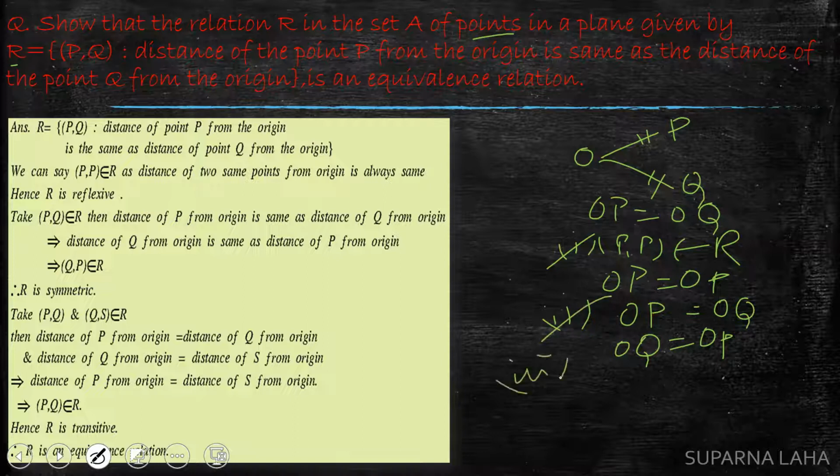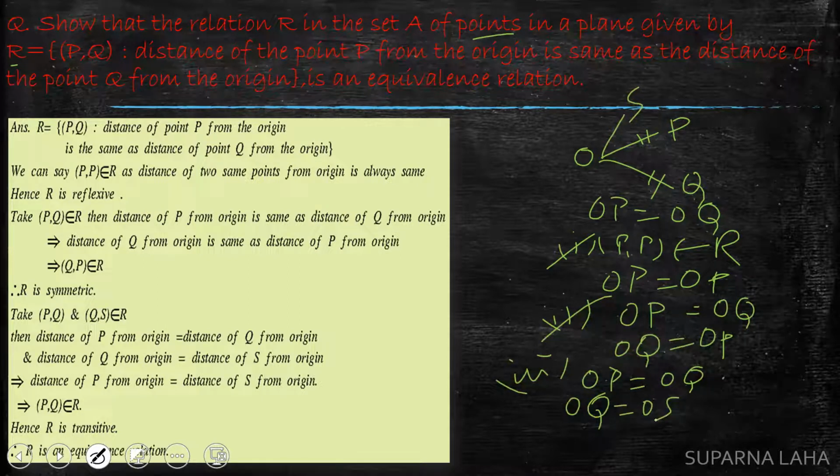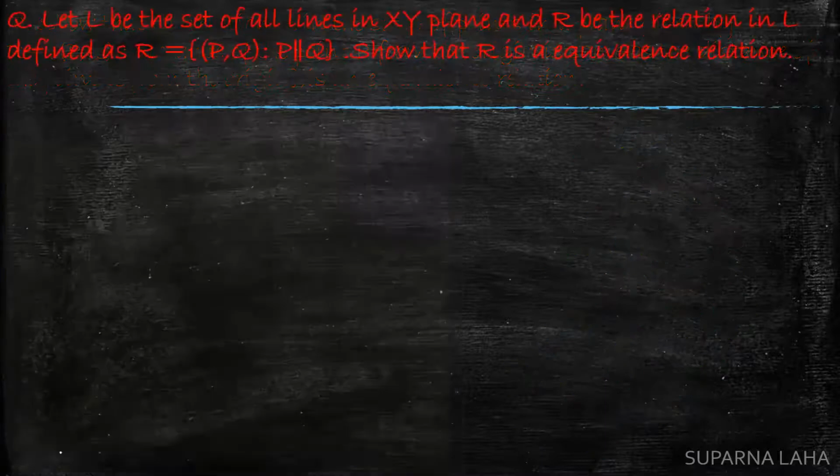Number 3, OP is equal to OQ, and I am taking another point S here where OQ is equal to OS. Now you can easily check that OP is equal to OQ and OQ is equal to OS. That means OP is equal to OS, that means P comma S belongs to this relation R. Hence it's a transitive relation. Reflexive also, symmetric also, and transitive also. Hence it's an equivalence relation.